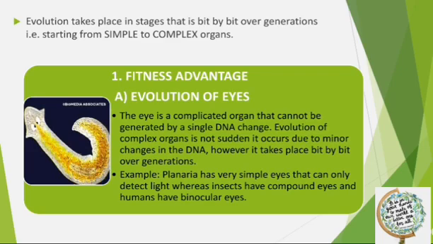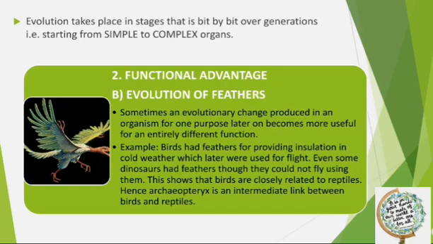Starting from the very basic, more and more complex eye structures were developed in various organisms and have reached the stage at which we see them today. The development of eyes gave survival advantage to all the organisms. So the evolution of eyes is an example of evolution by stages. Another example is of feathers, which are thought to have been initially evolved for insulation and later adapted for flight.